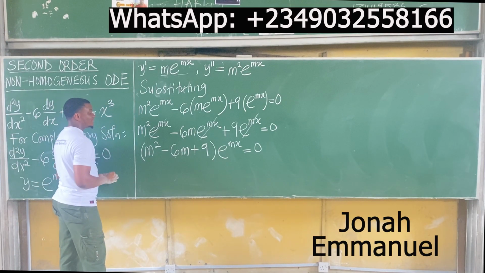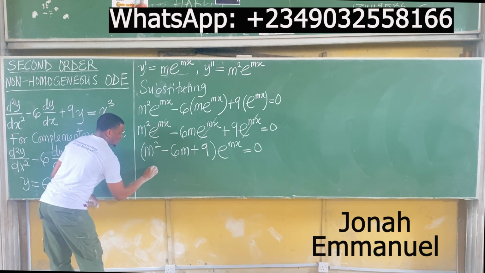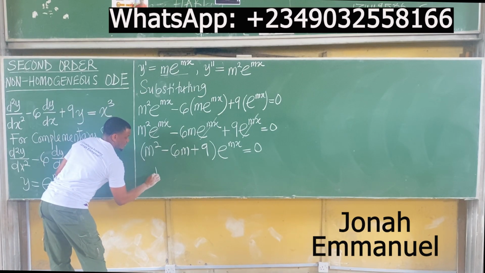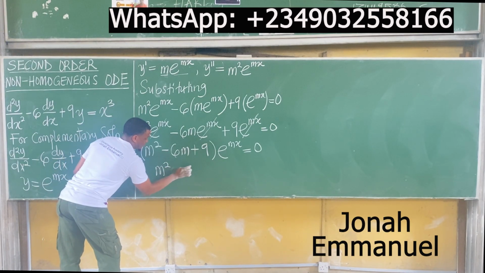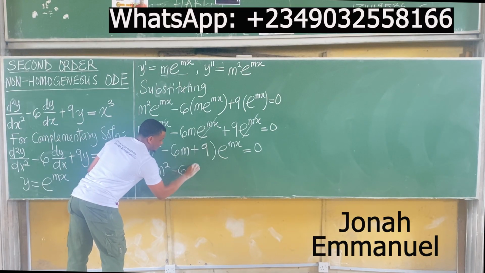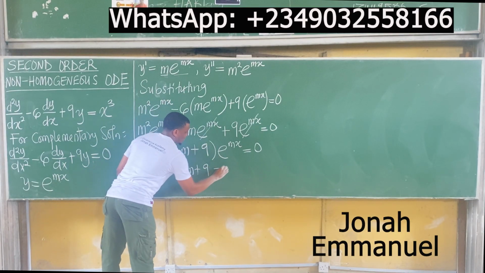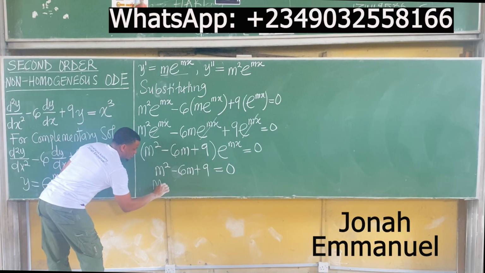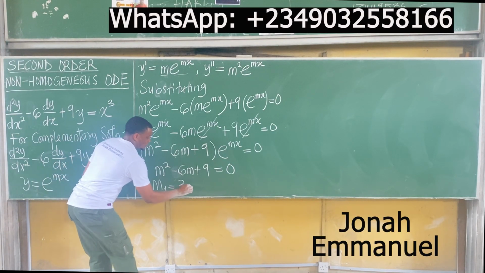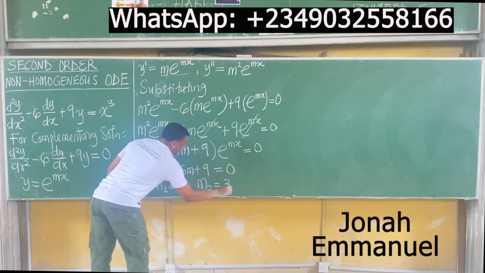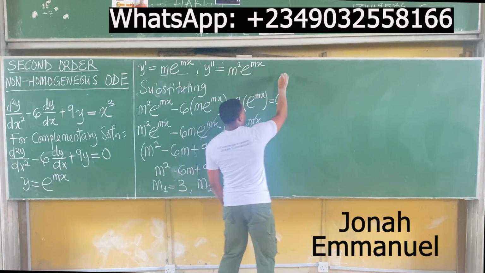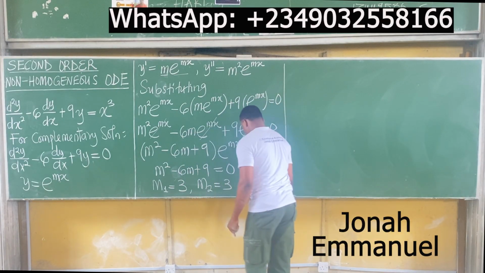Well, for this, all we have to do is pick up the auxiliary quadratic equation. This is m squared minus 6m plus 9 equal to 0. Please solve this. Punch your calculator here. M1 is equal to what there? 3. What about M2? All right, so we have repeated or equal or coincidental roots. So I'm having this as 3 and 3.